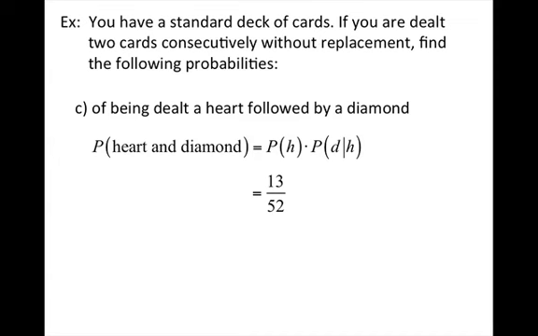Knowing that that first card was a heart, that still leaves me with 13 diamonds for my second card, but I only have 51 total cards. So if I multiply these, the probability of being dealt a heart followed by a diamond is 13 out of 204.